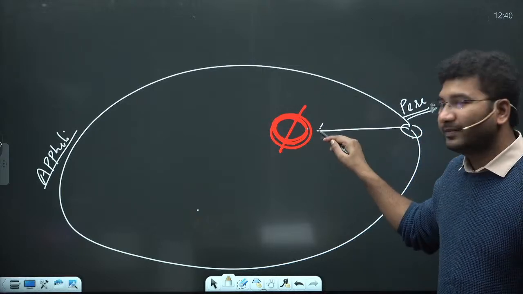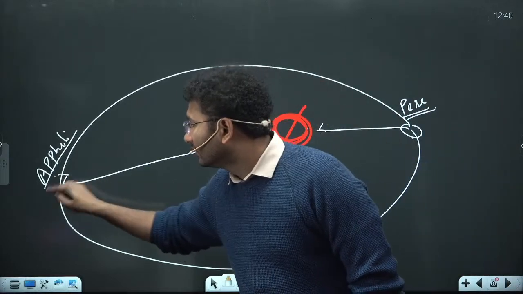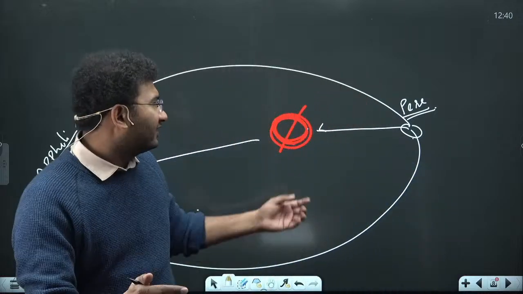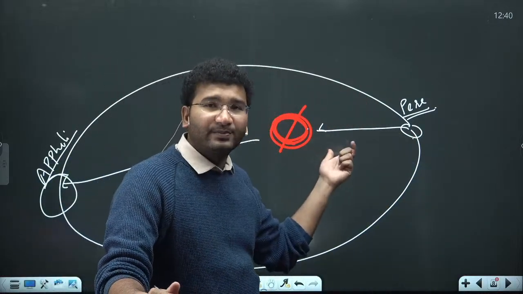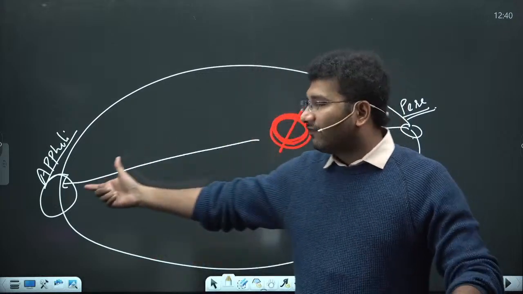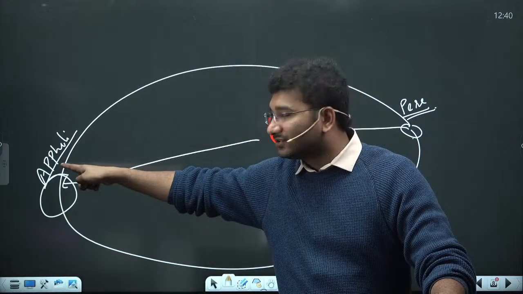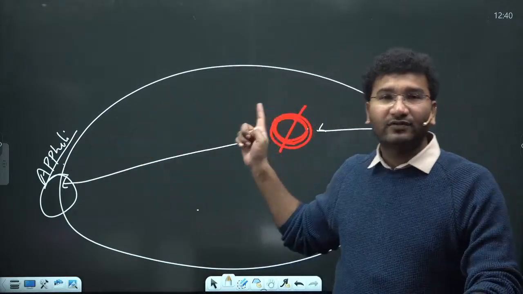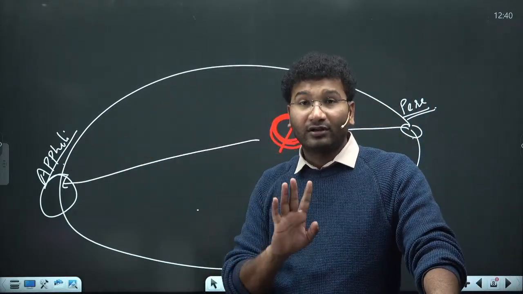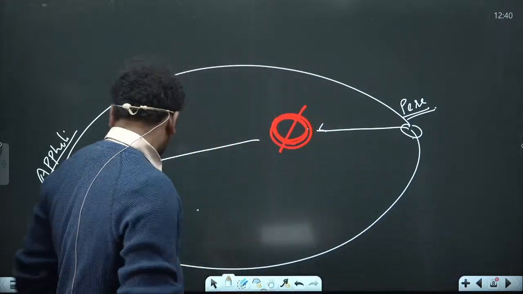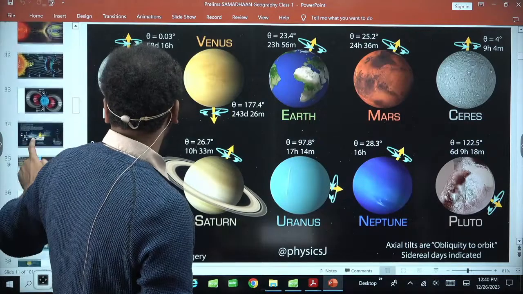Perihelion matlab paas mein, aphelion matlab dur. The same celestial body can be present at two different distances. When it is near, it is called perihelion. When it is far away, it is called aphelion. So the positions of the aphelion and perihelion are also because of the revolution, not rotation. Rotation के कारण day and night length. So this is the basic entity that you need to know.